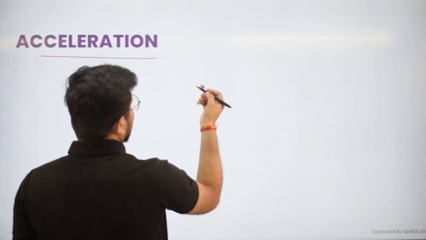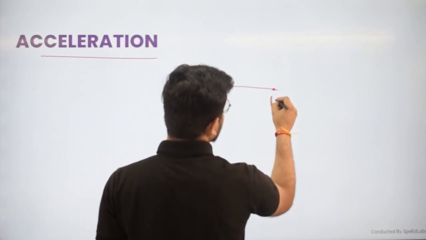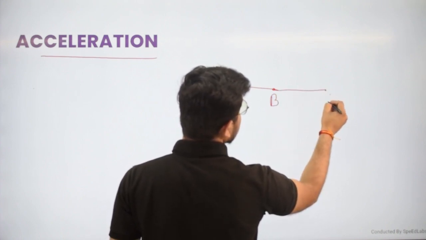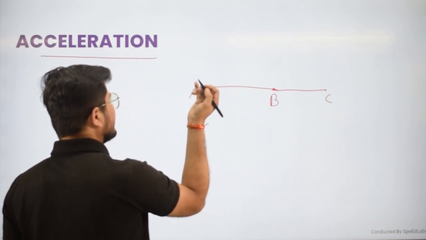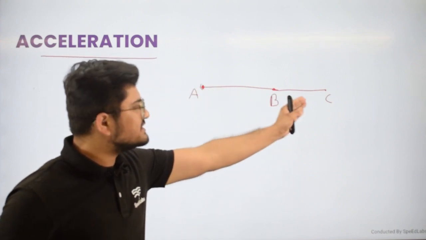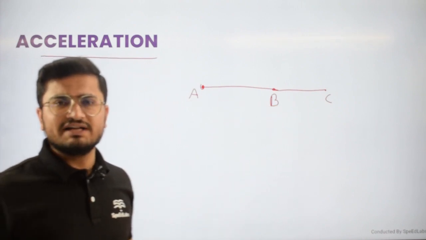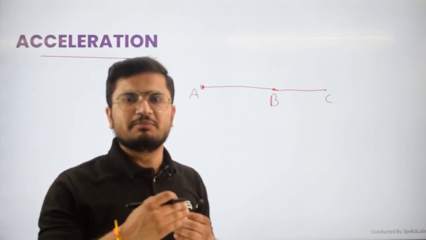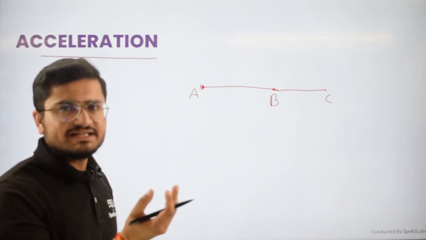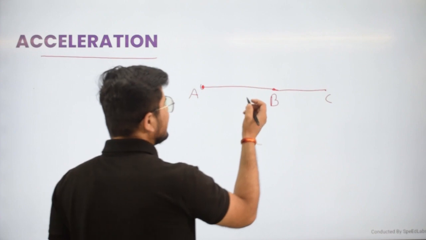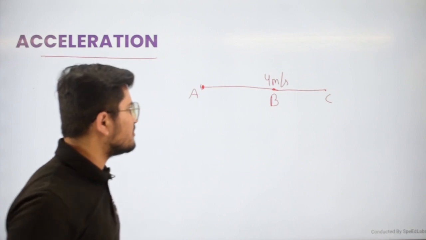Suppose this is the point A, this is the point B, this is the point C. Suppose there is an object moving towards point C. You all know what velocity is: speed plus direction. We are also mentioning the direction here. So a body started from rest and is moving with a velocity of, suppose, 4 meter per second. That is the velocity of the object.